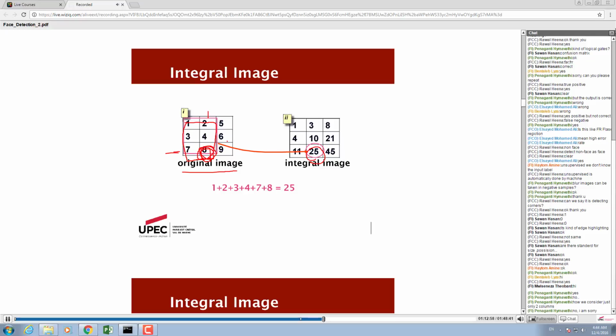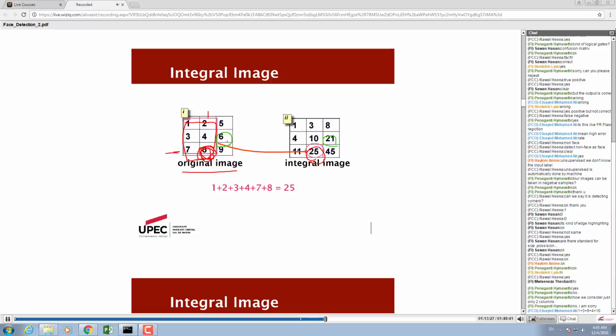Okay, let's think about another case then. Let's think about a position in the original image. Oh, you didn't understand why? Okay, so let's consider another example. Let me change the color, and let's think about 6. What is the corresponding integral value of 6? 21 in the integral image, right? So let's see how it can be calculated.